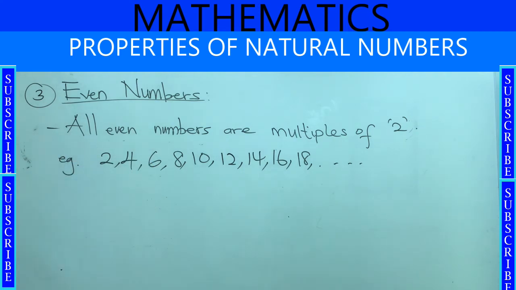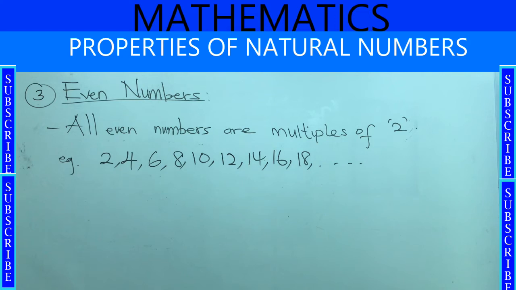So this represents even numbers. When you are listing even numbers, you begin from 2, then you add 2 to the first even number, 2, then you have 4, you add 2 to the 4, then you have 6, so 6 will be the next even number, add 2 to the 6, then you have 8, 8 will be the next even number, add 2 to the 8, then you have 10, then 10 will be the next even number, and it continues in that particular order.